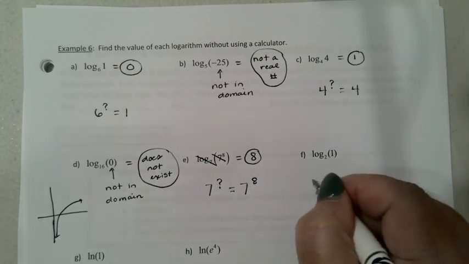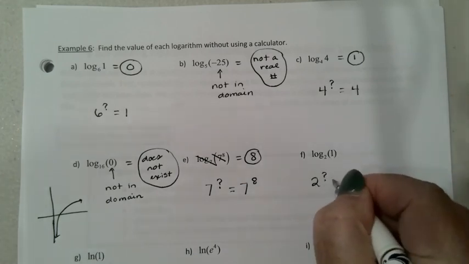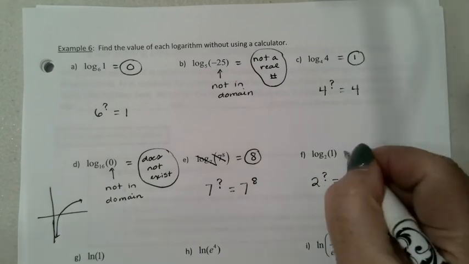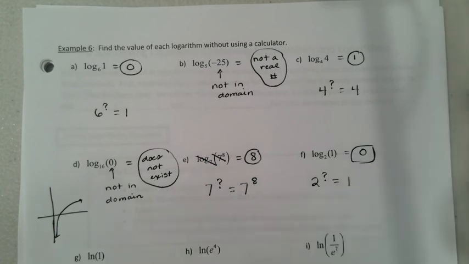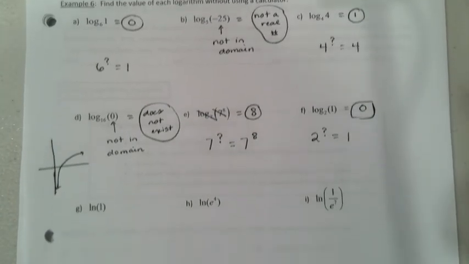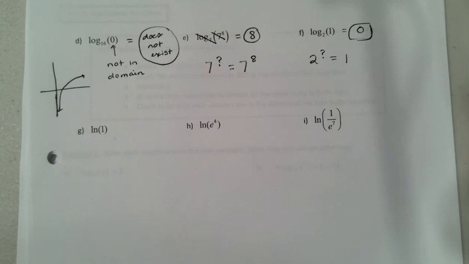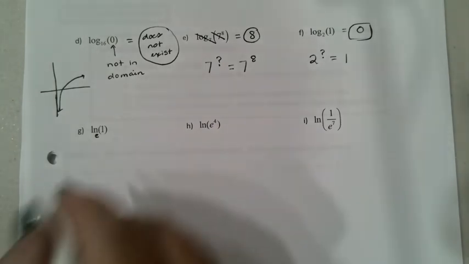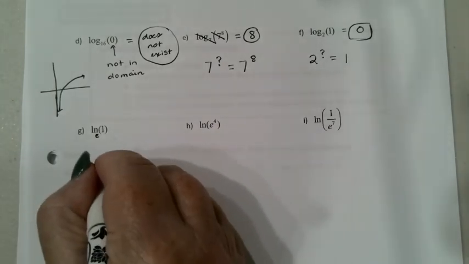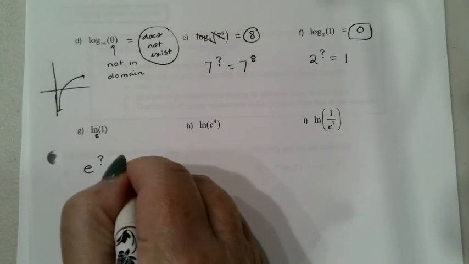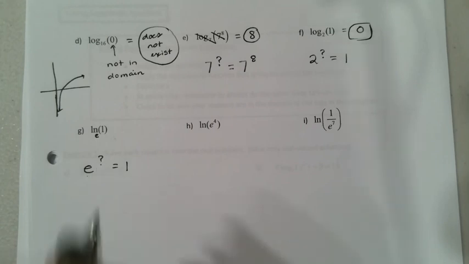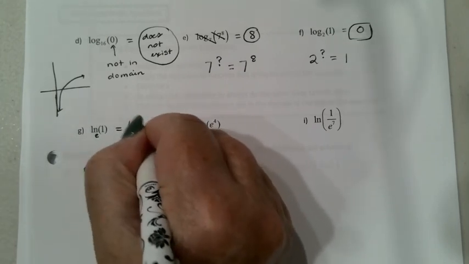All right, with f, I've got a base of 2. What power would it take to get me 1? The 0 power. All right, these last few are natural logs. So I can always think of them as, hey, that's actually a base of e, even though it's not written. So here I'd be saying e to what power gives me 1? Well, again, anything to the 0 power is 1. So that's going to have to be 0.